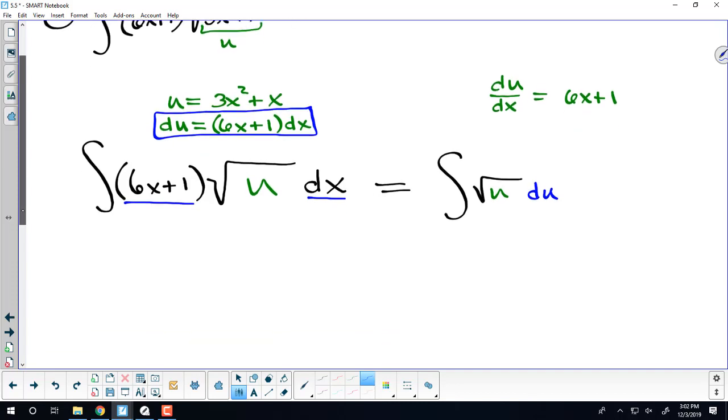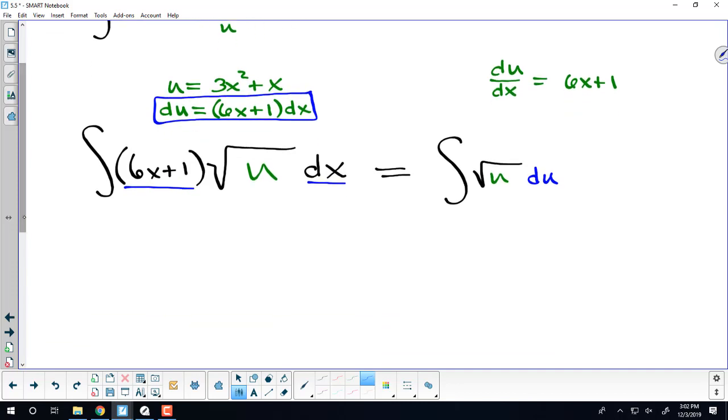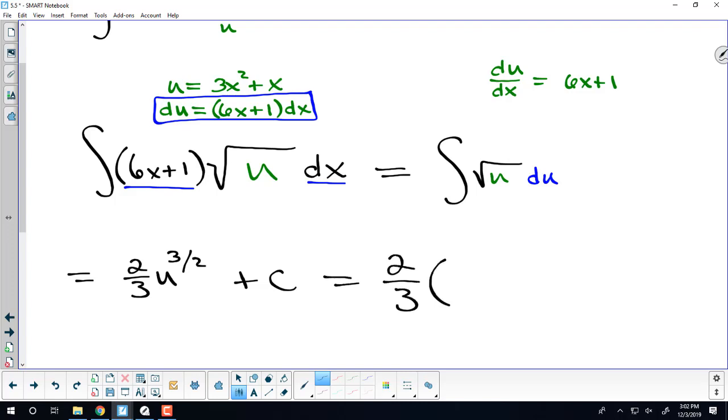So once again, it's now a power rule, the antiderivative of u to the 1/2. Two-thirds u to the 3/2 plus c, and then we resubstitute. That's our result.